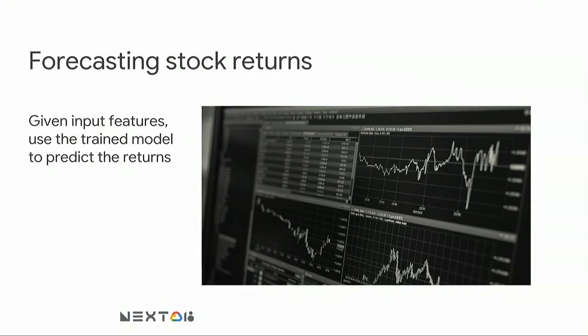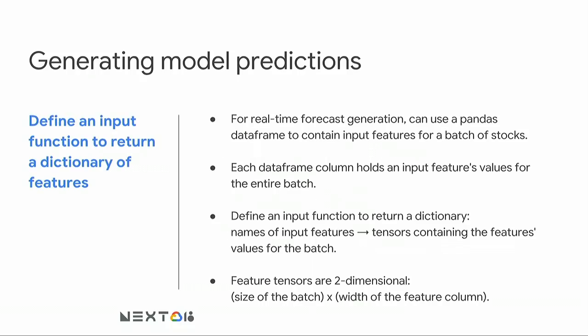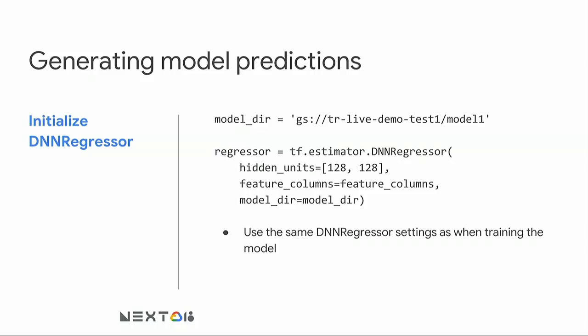Okay, generating forecasts. Once we have the model, how do we generate forecasts? For training, it's convenient to save data into TFRecord files. When you want to build forecasts in real time, it may actually be more convenient to store data in pandas data frames in memory than to read from files. I will show how to do it a bit later. The key is that for generating predictions, you use the same initialization settings as when you were training the model: same hidden units, same model directory, same feature columns. That's important.